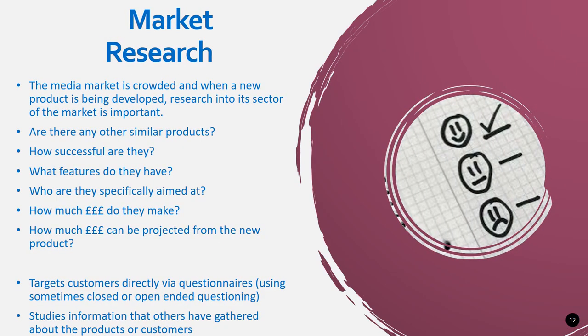Now, market research is looking at what else is out there, what else is in the market. So the media market is really crowded. If you look at how many films are being released on a weekly basis now compared to maybe 20, 30 years ago, it's a lot bigger. You've got to think about what other products are being created at the same time. So the first kind of question you're asking yourself is, are there any other similar products?